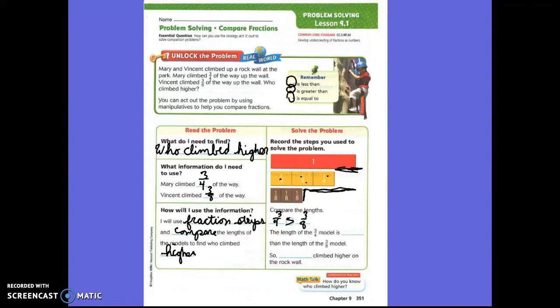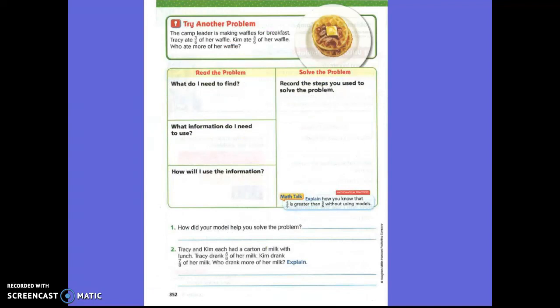Okay? So the length of 3/4 is bigger, longer, higher, greater? Greater. 3/4 is greater than 3/8. So who climbed higher on the rock, Cooper? Mary. Okay, next page, another problem.